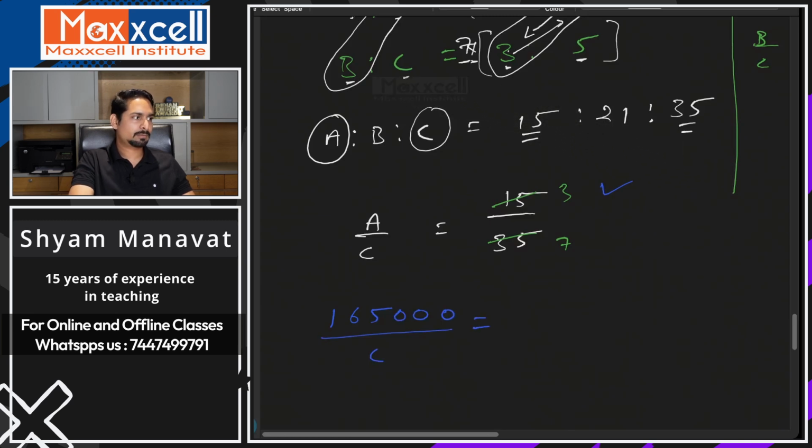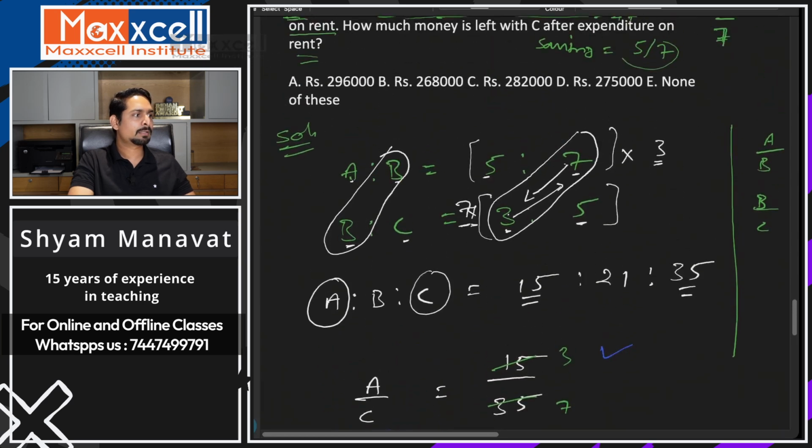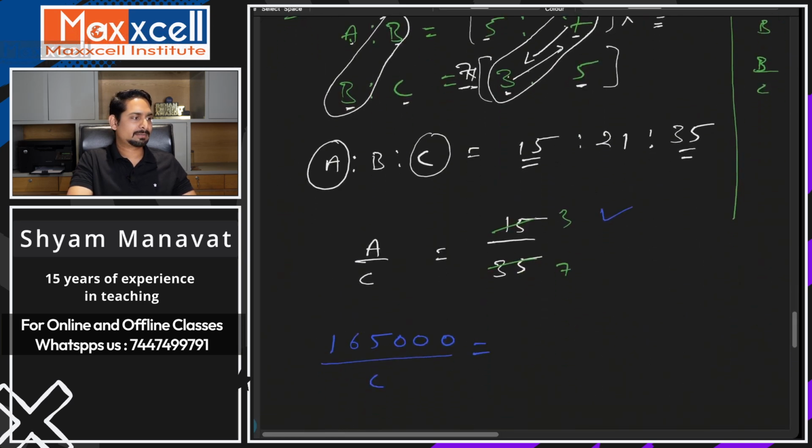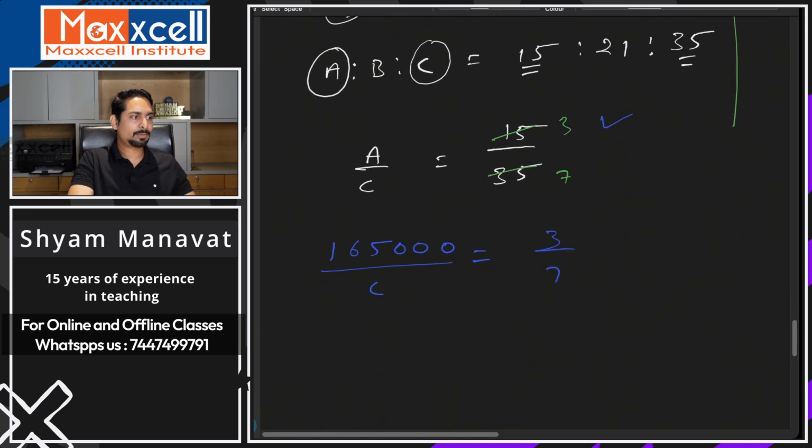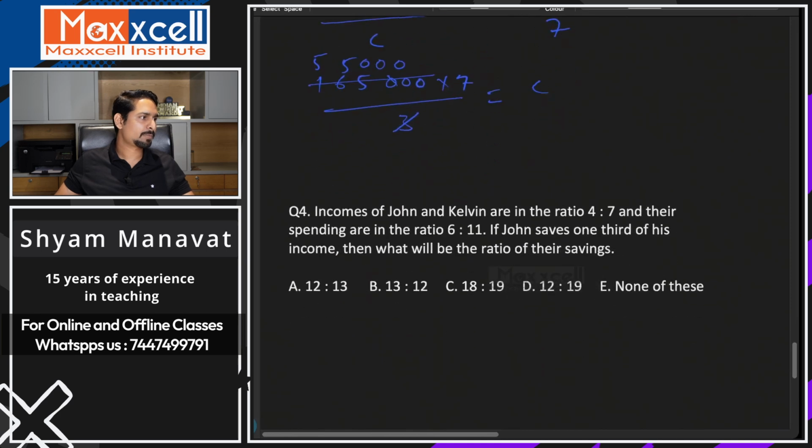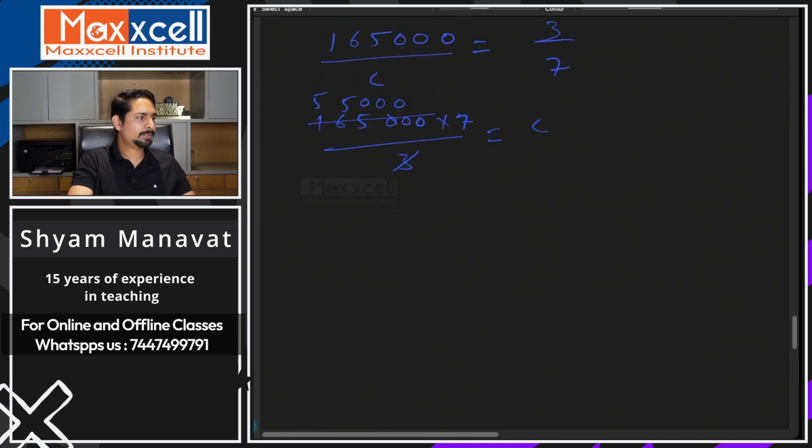Now this ABC, we are having these as salaries, total salaries, right? So by solving this, I am going to get the total salary of C. So C's salary will be: cross multiply, 165 with 3 zeros, multiply by 7, divide by 3. 3 5s are 15, with 3 zeros as it is here. 55 into 7 will get you 385 with 3 zeros. That's amazing. So that's C's salary, 3,85,000.